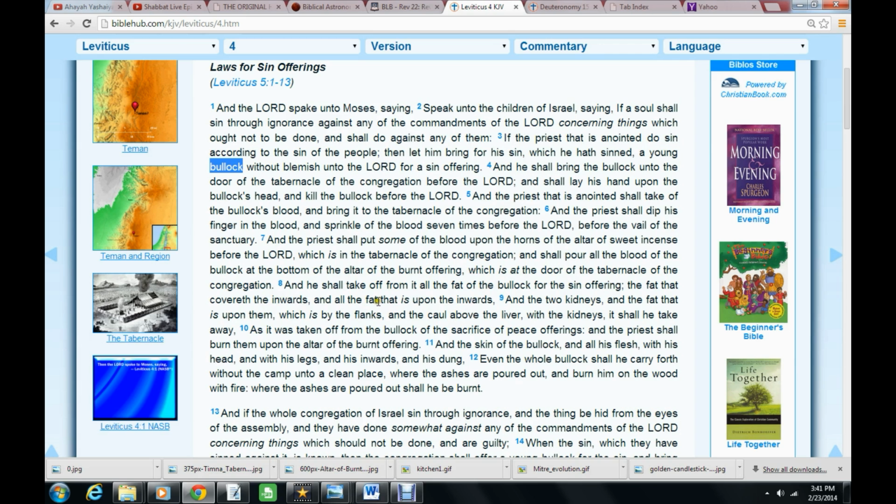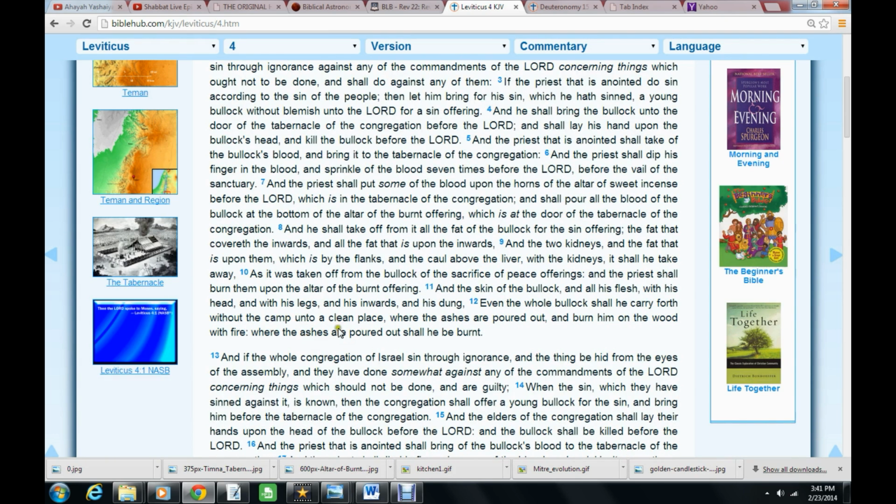And all the fat that is upon the inwards, and the two kidneys, and the fat that is upon them, which is by the flanks, and the caul above the liver, with the kidneys, it shall he take away, as it was taken off from the bullock of the sacrifice of peace offerings. And the priest shall burn them upon the altar of the burnt offering.